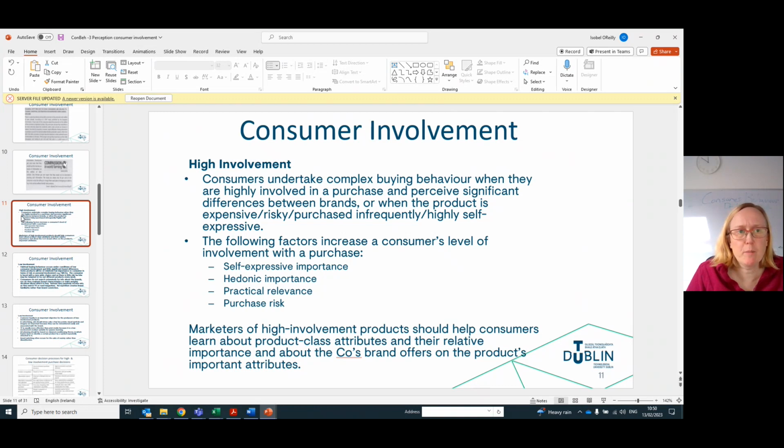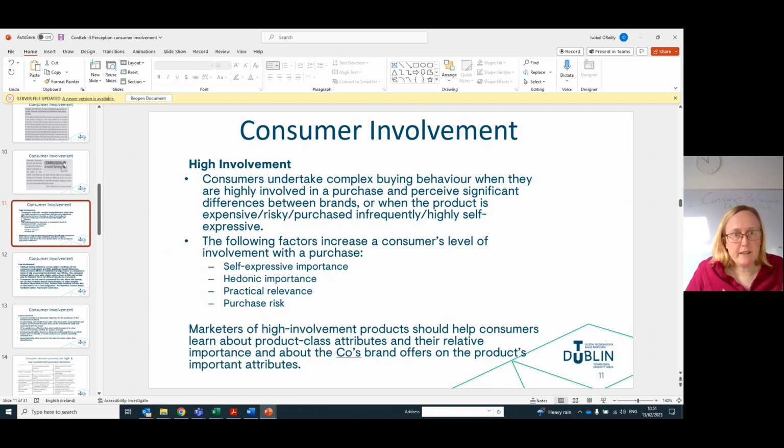High involvement, then we talk about consumer involvement being high or low. Consumers undertake complex buying behavior when they're highly involved in a purchase and perceive significant differences between brands, or when the product is expensive or risky or purchased infrequently, so they need to do research, they don't know much about it, or it is highly self-expressive. So if you want to spend a lot of money on something designer, that's a big decision. Then you put more effort in.